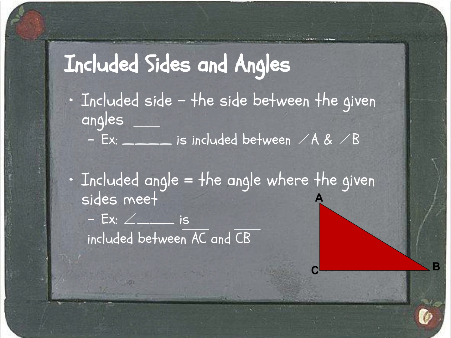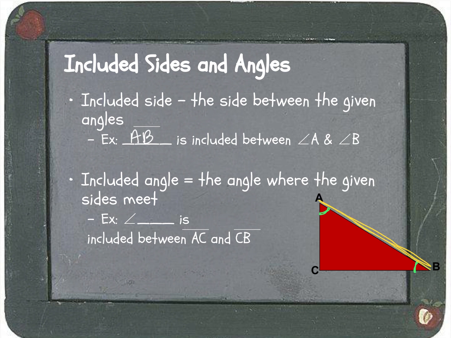All right, so looking at this, included sides: the side between the given angles. For example, let me change this to white, that little line at the top is for the side. Example, AB is included between angle A and angle B. So we should know where our angles are. This is angle A, this is angle B, and we're specifically talking about this side. So it's included between those angles.